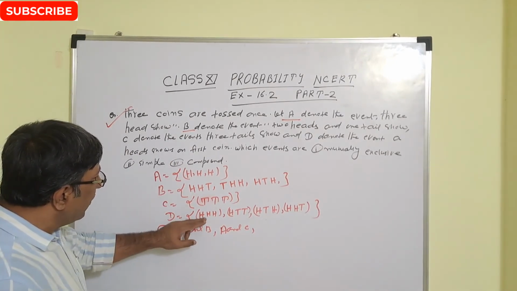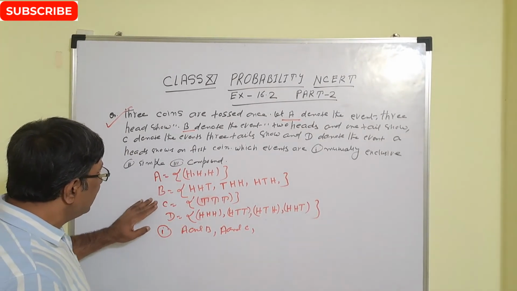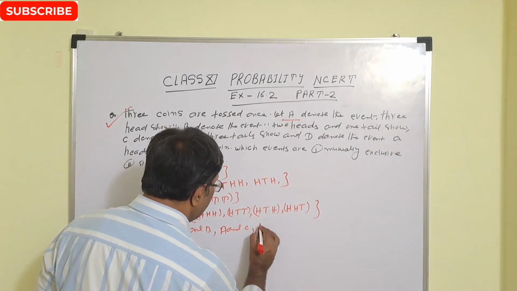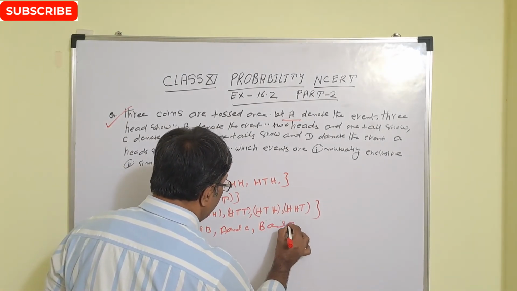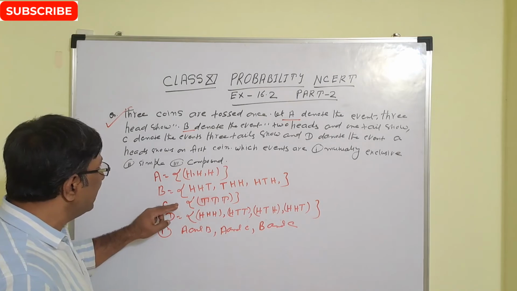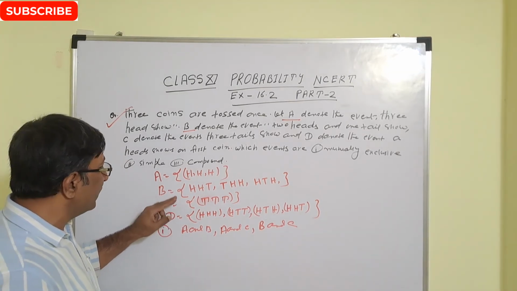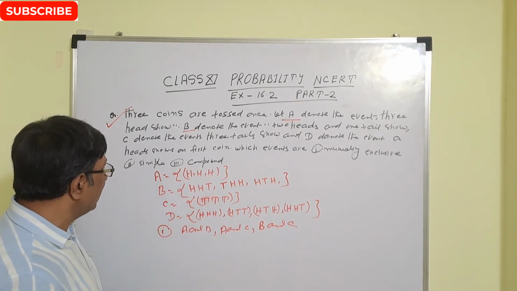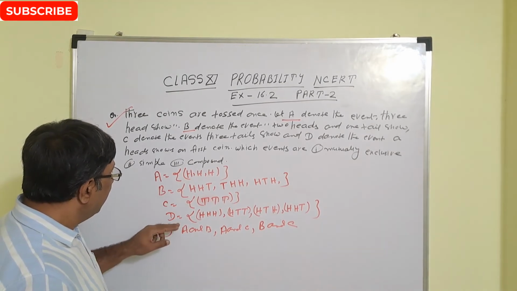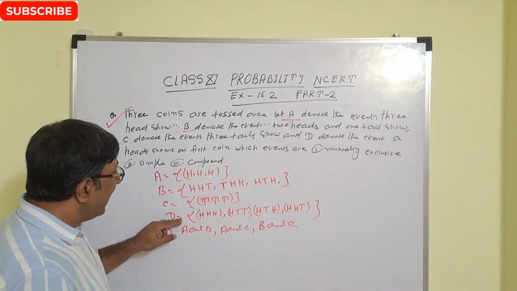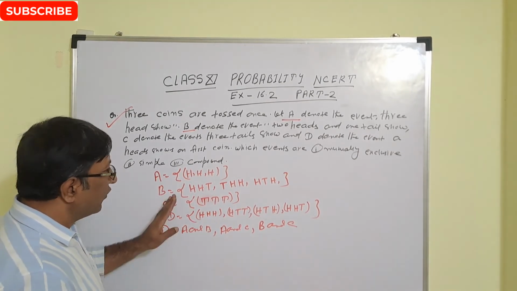And A and D have common. Again you see B, C. So B and C also have no common. So these are mutually exclusive. And what about B and D? So there is a HHT common, so it is not mutually exclusive.